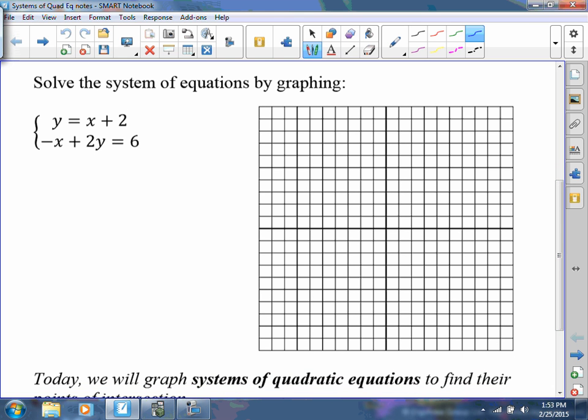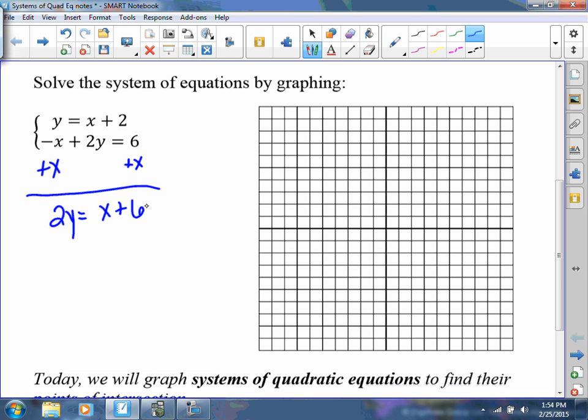When we were graphing just two lines on the same graph to see where they would cross, we had to make sure that both equations were solved for y first. We'll have to do that again, even for the parabolas. This first equation is already solved for y, so that's okay. This second equation, I'm going to have to solve for y, so I'm going to add the x over. Then I'll have 2y equals x plus 6.